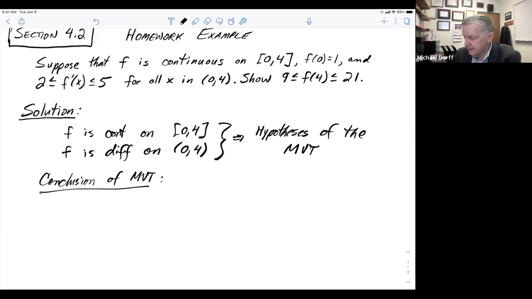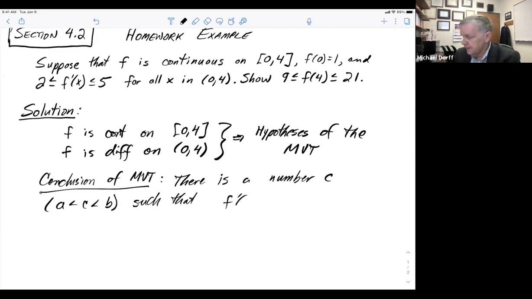Well, it says that there is a number c, where c is between a and b, such that the derivative of the function at c equals f of b minus f of a over b minus a.